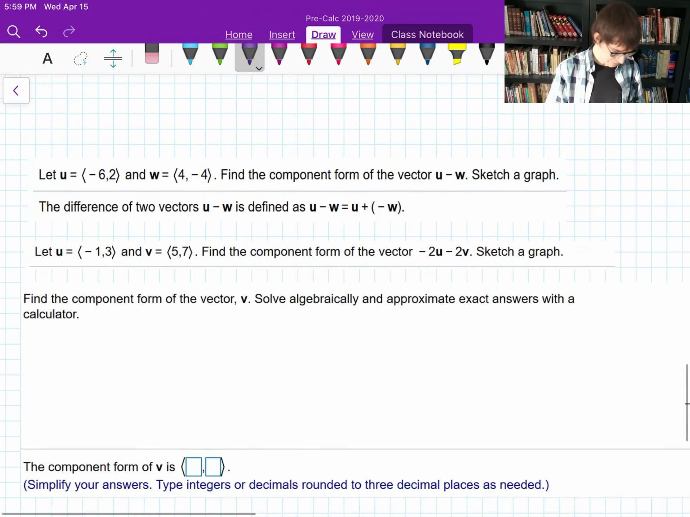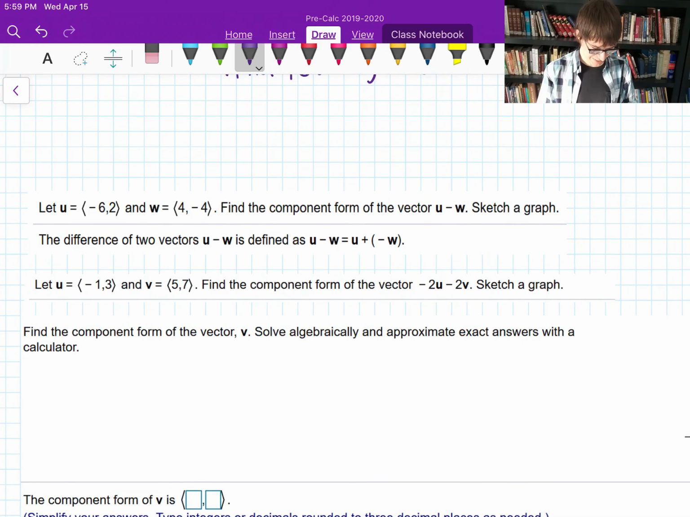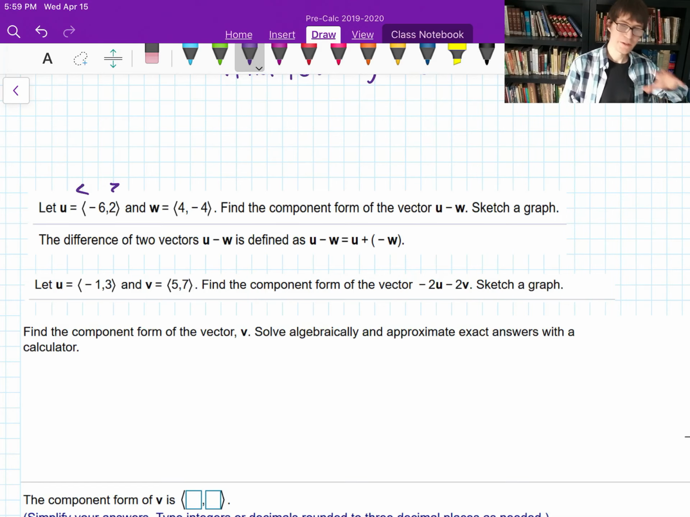Okay, next one. Just trying to save you time here. Let u equal the component vector (-6, 2), and w equal the component vector (4, -4). Those are braces there, so that's the component form. We want to find the component form of the vector u minus w and sketch a graph.